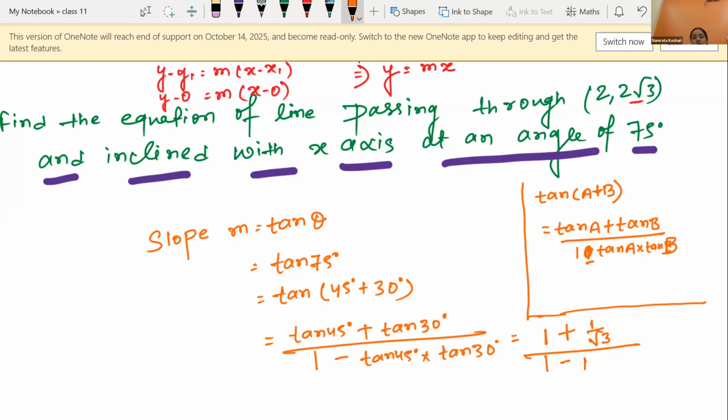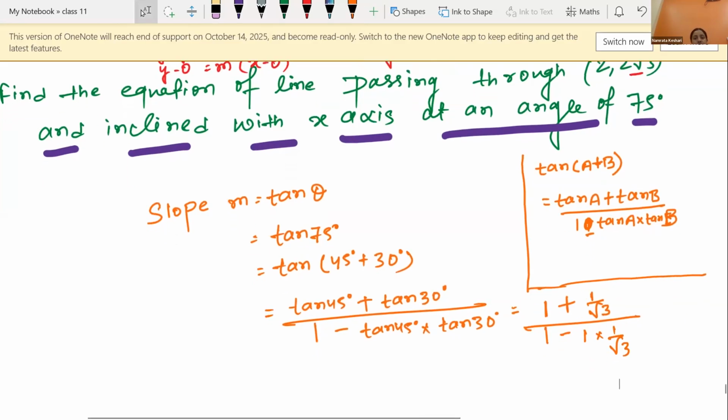One minus 1 into 1 by root 3. Is it clear? Yes.